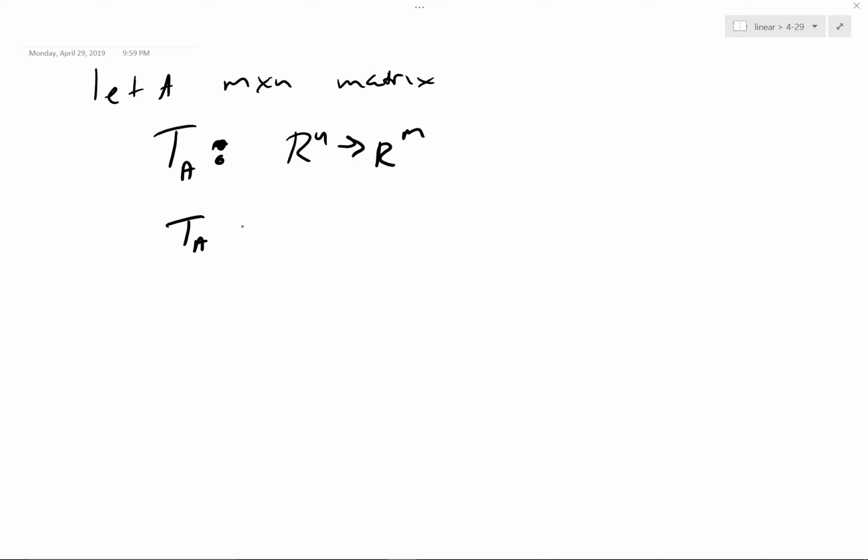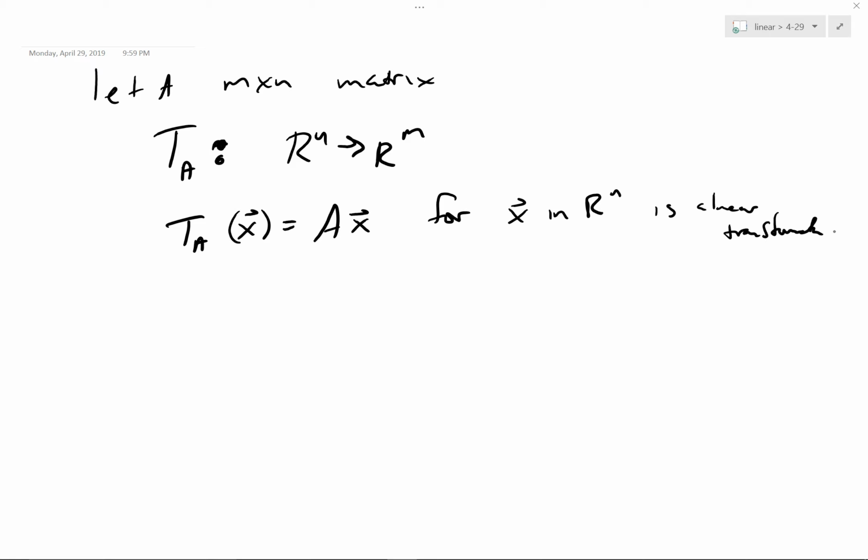T_A of x is equal to A times x. There you go, for x in Rn. It is a linear transformation. Okay, it's a linear transformation. And so that's all you have to do on that deal right there.